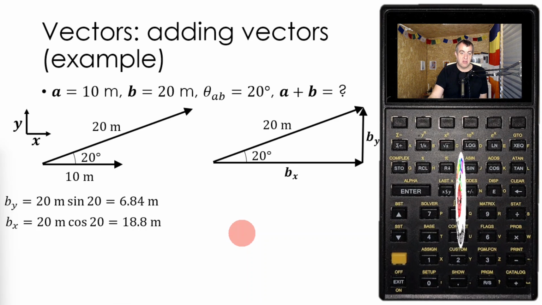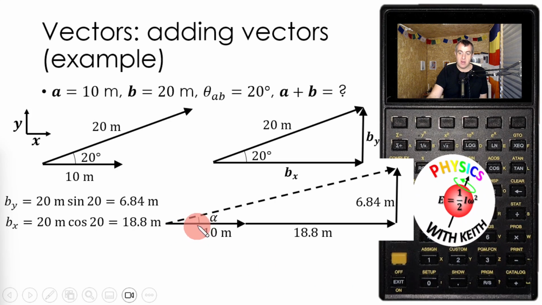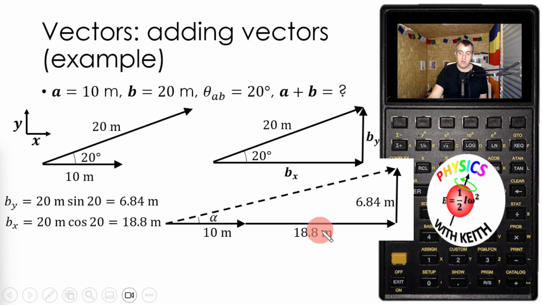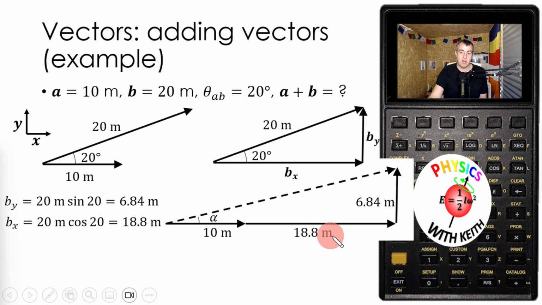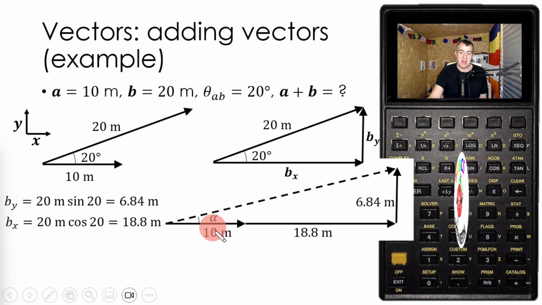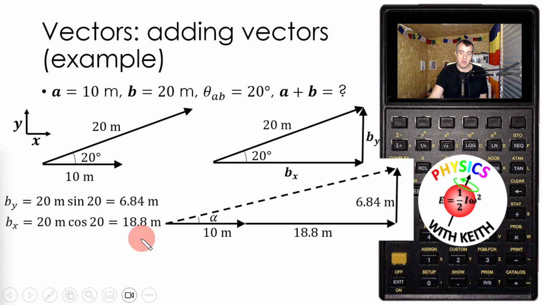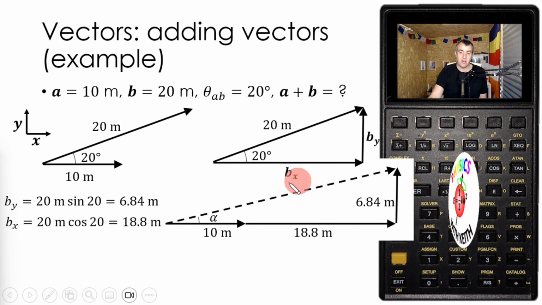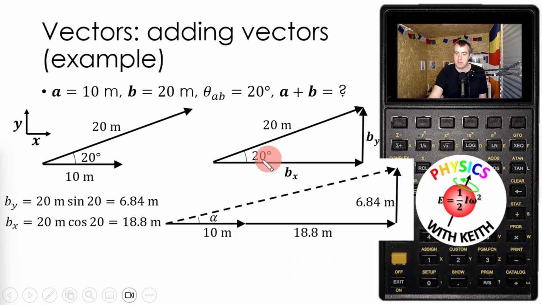And I could draw my completed diagram. So here I've got A, and then I've got B's x component, which we've just calculated as 18.8 meters, and B's y component here. We need to add A to B's x component to B's y component. We've got to add all those together, and that gives us this dotted angle here. Sorry, I have to go over the calculator a bit to make it fit.